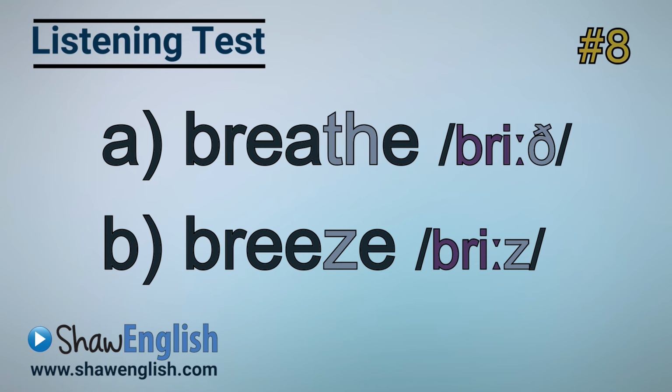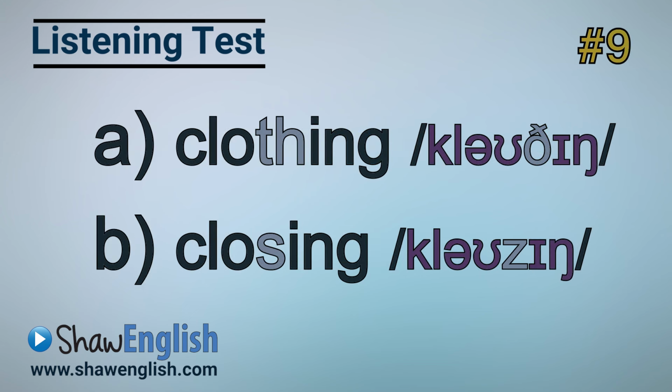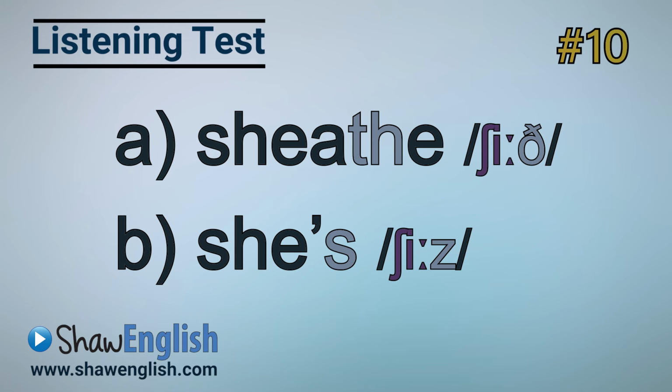Breeze. Breeze. Which one is it? It's B, breeze. A is breathe. Listen to me very carefully. Closing. Closing. It's B, closing. A is clothing. And finally, sheath. Sheath. Of course, guys, it's A, sheath. B would be sheathe. Great practice, guys!